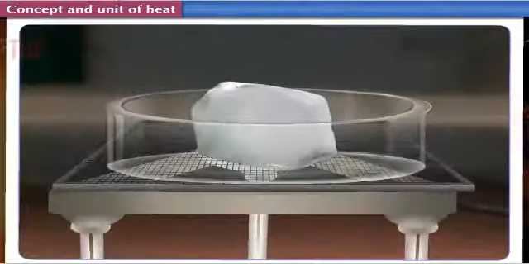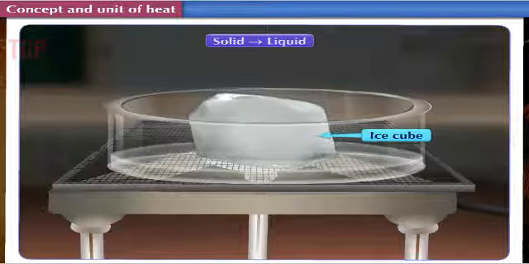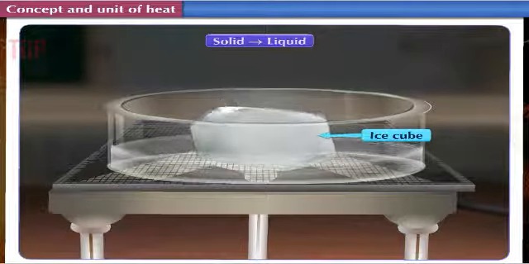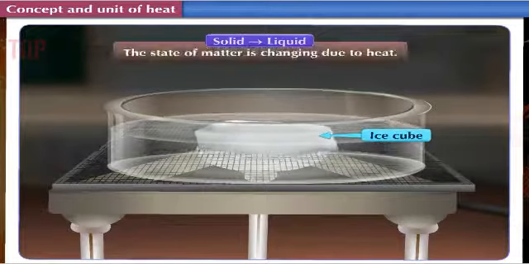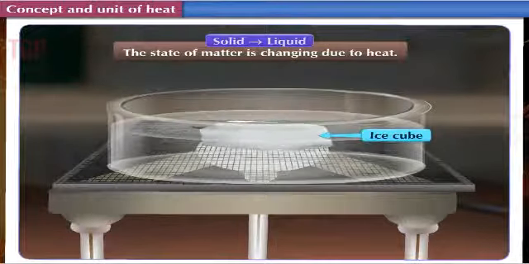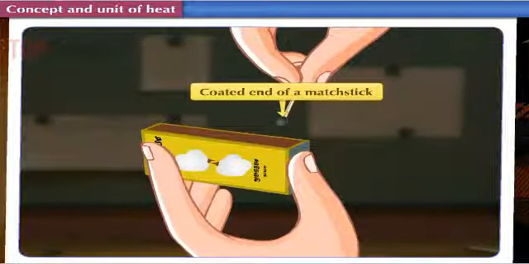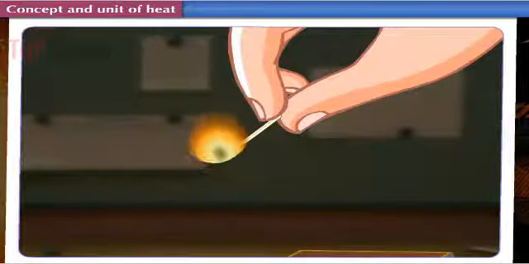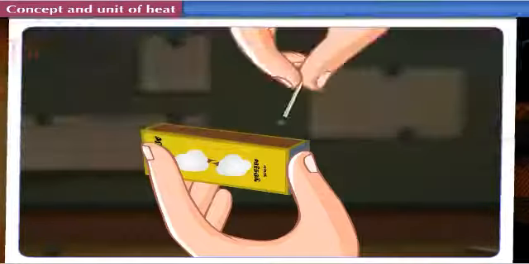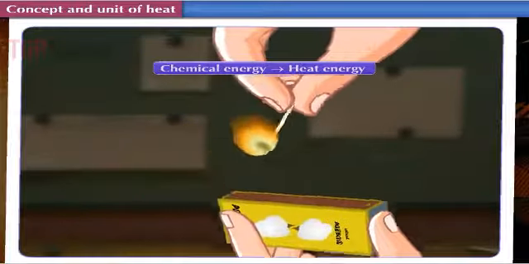In the second event, we can see an ice cube kept in a dish melting because of heat present in the surrounding. In this case too, state of matter is changing due to heat. Next, in the third event, striking the coated end of a matchstick against the striking surface of a matchbox is producing heat energy. Here we can say that chemical energy is getting converted into heat energy.